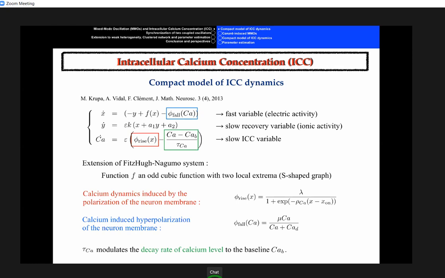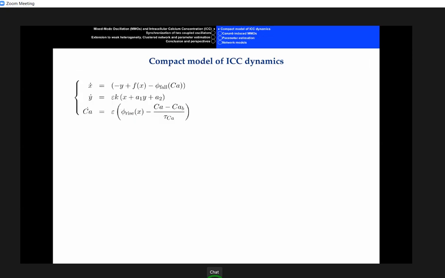At last, TOCA here modulates the decay rate of the calcium level to the baseline. So I choose the baseline to reproduce the experimental data. And it's the second term of the slow ICC dynamics. Okay. So this system is quite simple, in fact, for a single neuron, but it is able to reproduce all the behaviors that we have identified in the experimental data.